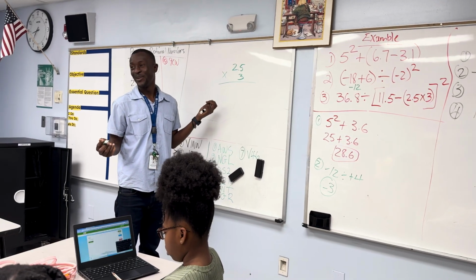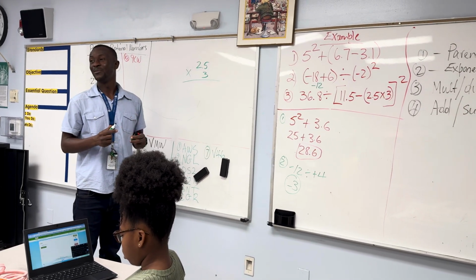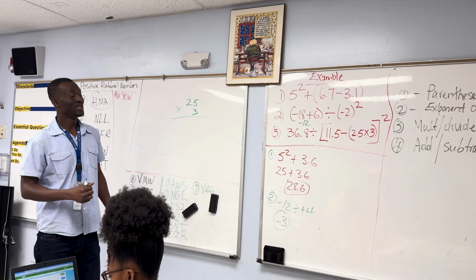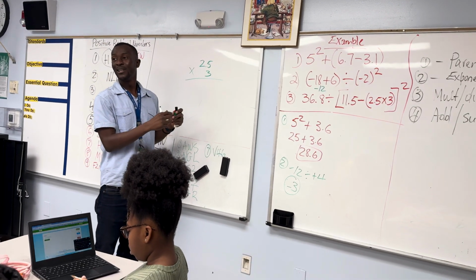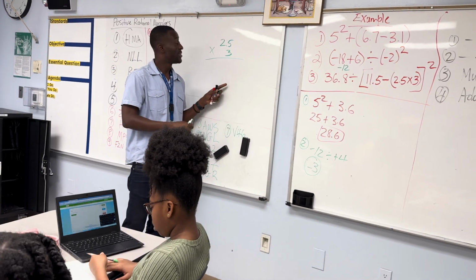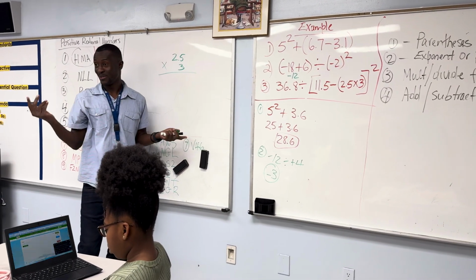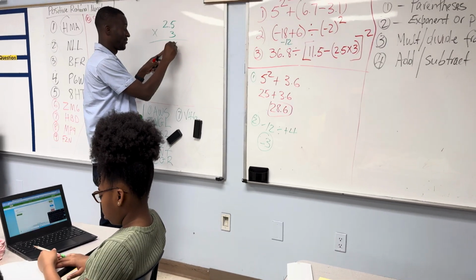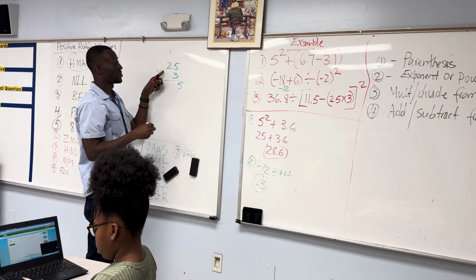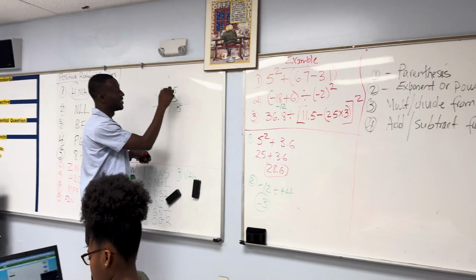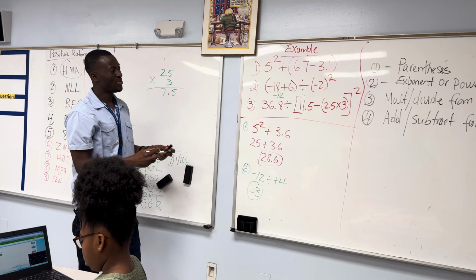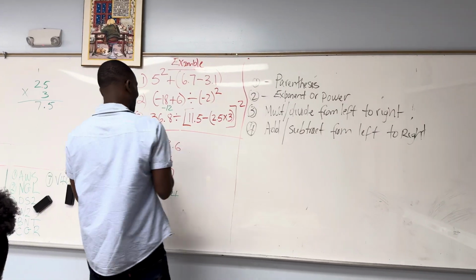Whenever we multiply decimals, we treat the decimals as whole numbers, but you need to make sure you count the decimal places. How many decimal places do you have? Only one, right? So 3 times 5 is 15, carry over 1. 3 times 2 is 6. 6 plus 1 is 7. Then there's one decimal place, so you just put the decimal. That would be 7.5.